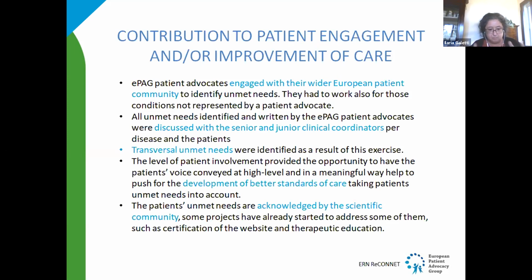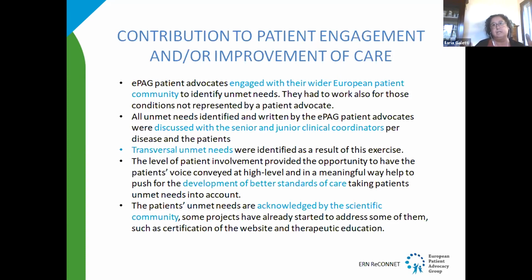So we tried to select the most important unmet needs of the communities. And then we had to discuss them with our senior and junior disease coordinators, I mean the clinicians. And what came out were transversal unmet needs that are common in all the 10 diseases. And we decided to start working from those transversal unmet needs. So we brought the unmet needs first to higher standards of care, and then decided to identify at least 3-4 unmet needs and start working from them.